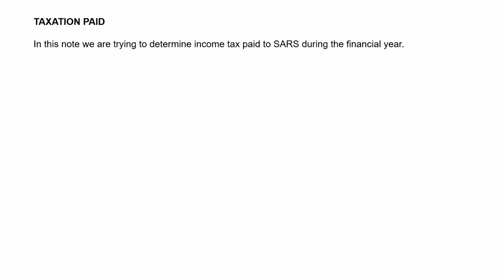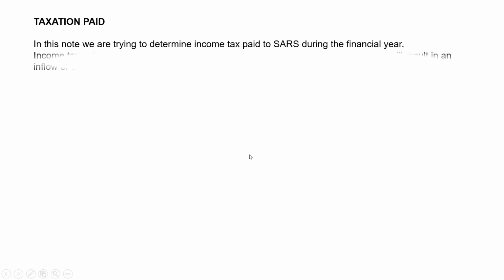Remember, tax is paid annually, and normally we have two provisional payments, and you have to make the top-up payment if you were owing income tax from the previous year. So that's what basically is just adding all the provisional payments up to determine how much income tax was paid to SARS.